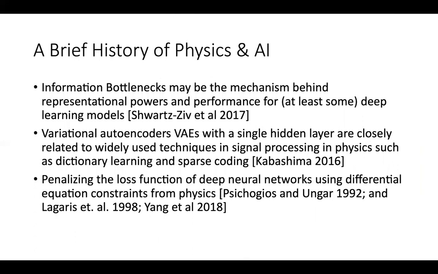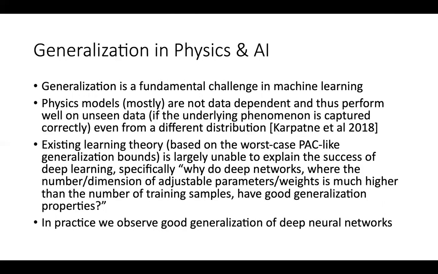If you look at more recent developments, information bottlenecks, again coming from the physics domain, or at least having inspiration from there, offer a possibility to understand deep learning. Certain types of autoencoders are very closely related to techniques used in signal processing in physics. And there has also been work in incorporating loss functions using differential equation constraints from physics within the deep learning models themselves. So a lot of work in that direction towards this goal.